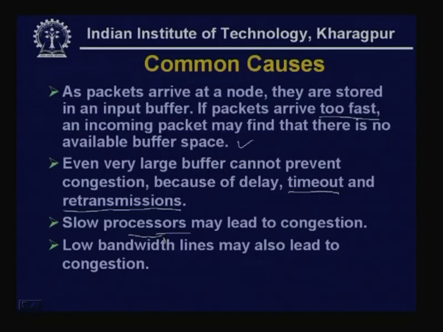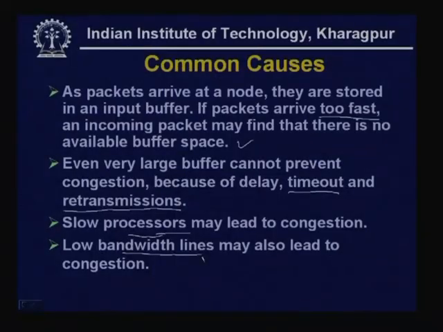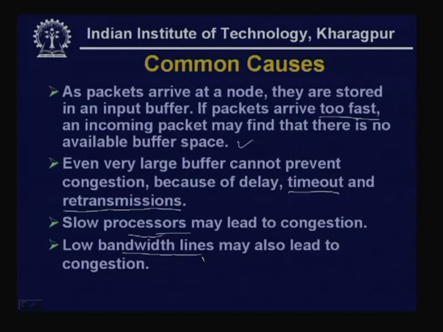Then the low bandwidth lines may also lead to congestion. As we know, the network may have links of various data rates or data line capacity, and as a consequence, if the bandwidth of a particular link is small, even that can lead to increase in congestion, because the buffer size will increase and the packet may not be delivered. So these are some of the common causes for congestion, and as we shall see, the effect of these causes can be minimized.